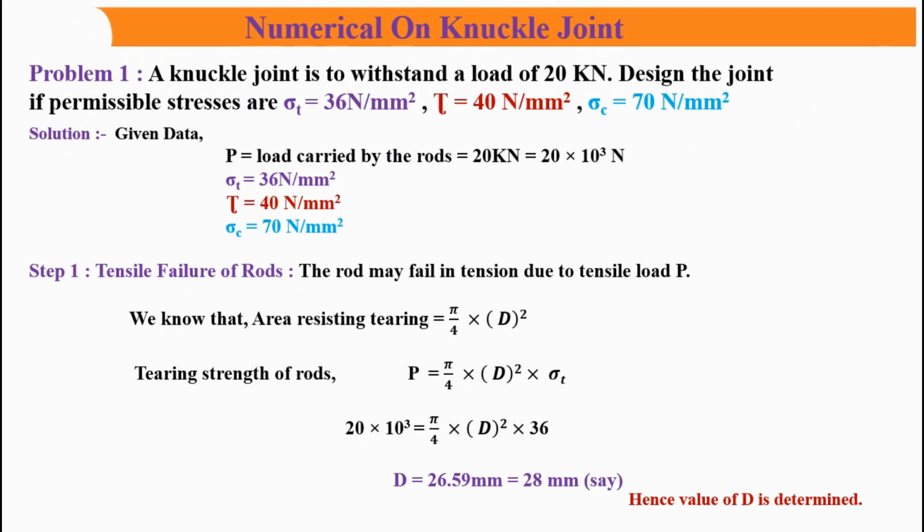In this numerical, they are clearly asking us to design a knuckle joint, and they have given us the load value in kilonewton, which should be converted into Newton by us. They have given all the permissible stress values, that is, under tensile, under shear and under crushing. So what is the first step of solving any problem regarding design?